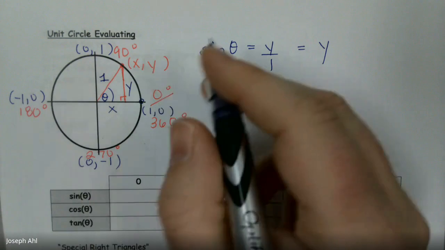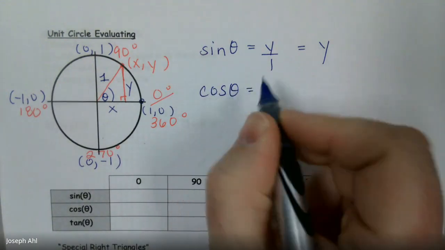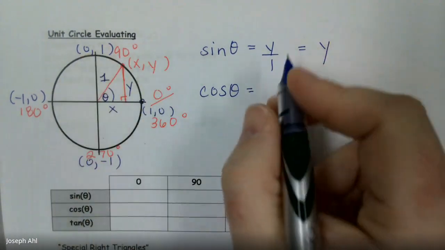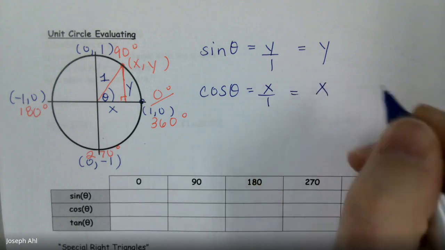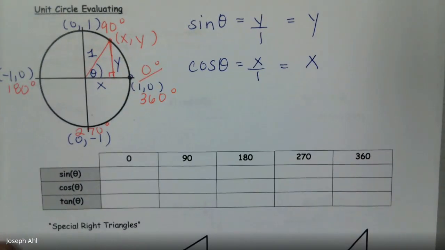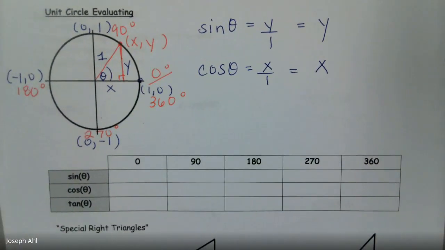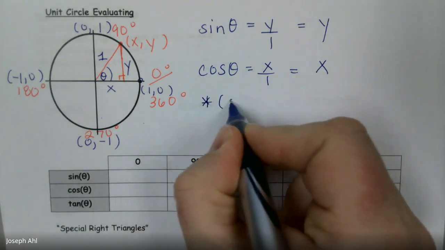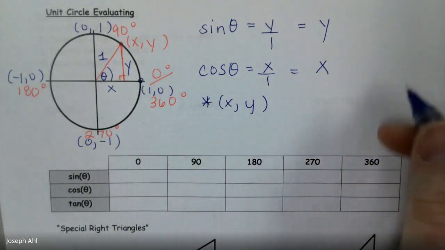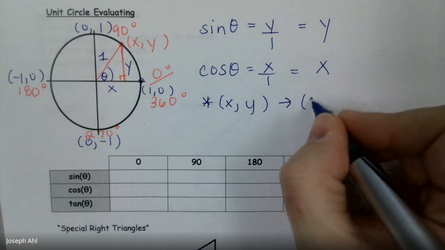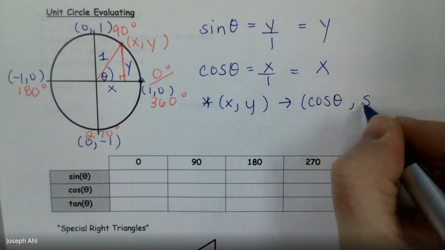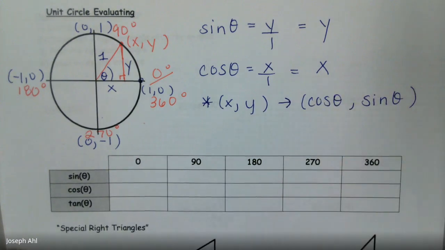Okay, moving on to cosine of theta. Cosine of theta would be adjacent over hypotenuse, x over 1. So cosine theta is the x value of all those coordinates on the unit circle, which means that every point on the unit circle, x comma y, corresponds with cosine of that angle theta and sine of that angle theta. That is a conclusion that I believe you've seen last year in Algebra 2. But if you don't remember it, that's why we're here now, reminding you of that.